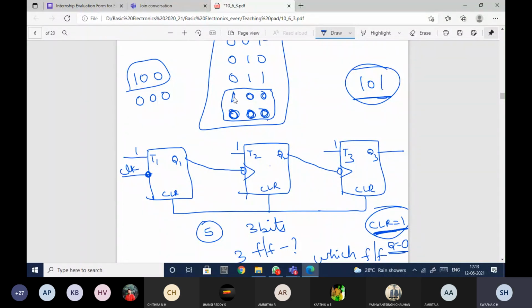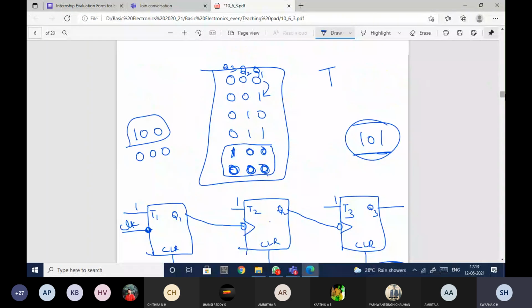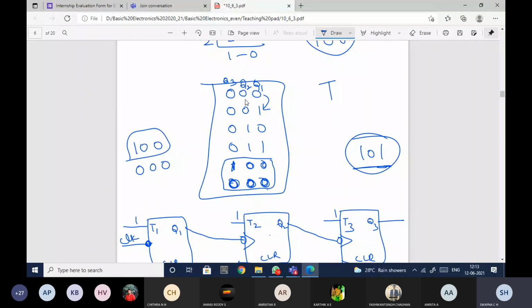So when this flip-flop starts counting, when I give the clock input, what happens? The first flip-flop will toggle continuously, the second flip-flop will change its state when Q1 changes from 1 to 0, and in the same way the third flip-flop will change its value when Q2 changes from 1 to 0. Until this state it is fine.